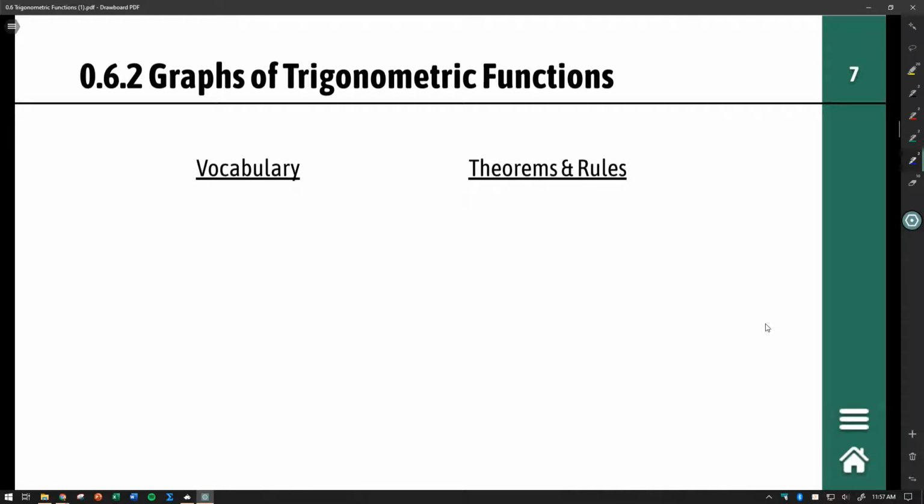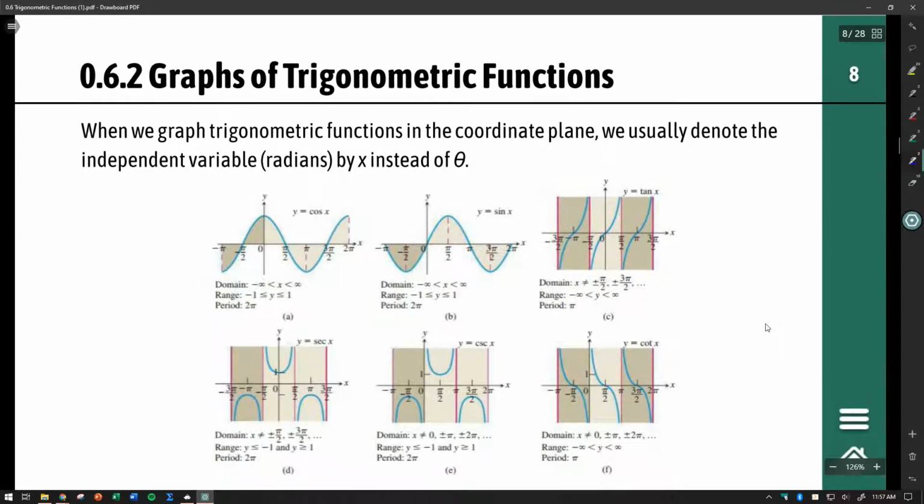The next segment of this section is about the graphs of trigonometric functions. So no new vocabulary or theorems here. Let's get moving on then to the first slide. When we graph trigonometric functions in the coordinate plane, we usually denote the independent variable by x instead of theta.